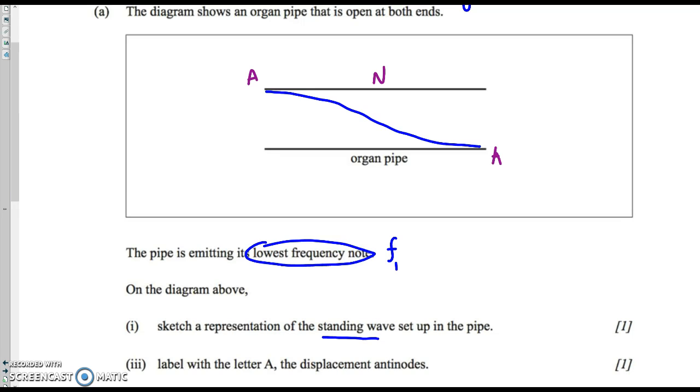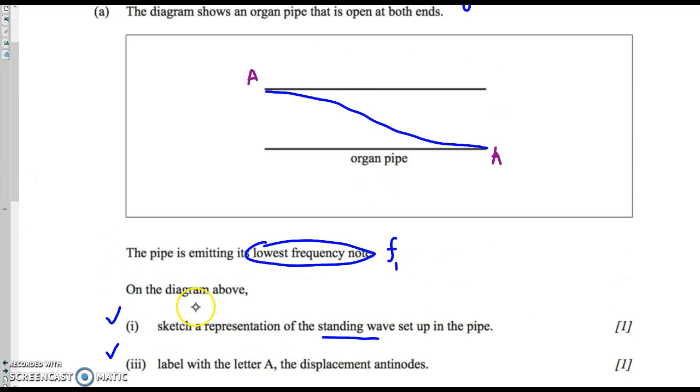Label with the letter A the displacement antinodes. Look, I already did that. And I'm going to take away the N to avoid any confusion at all. Although I want to make sure this goes to the bottom. There we go. Okay, I'm done here and I'm done here.